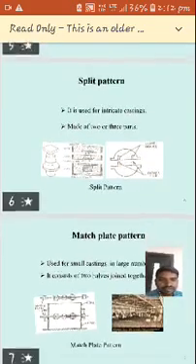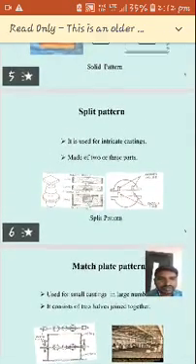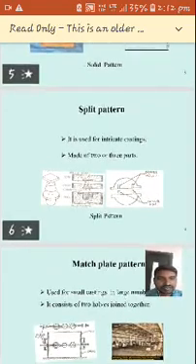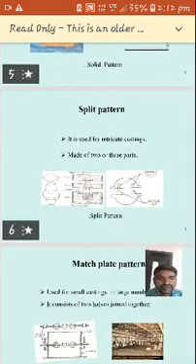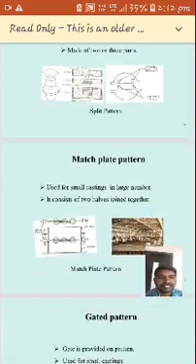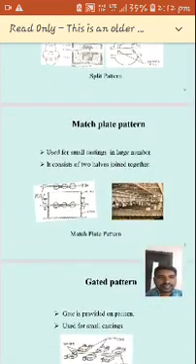If it is a 3-piece pattern, the upper part is called the cope, the bottom one is called the drag, and the middle part we call the cheek. This 3-piece pattern is generally used for intricate castings.